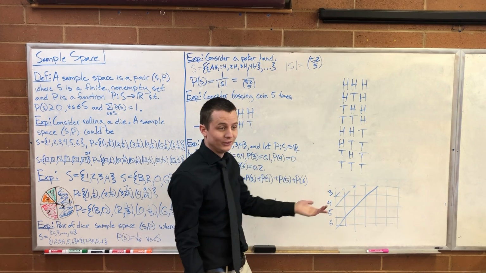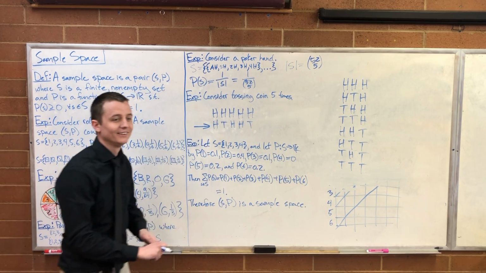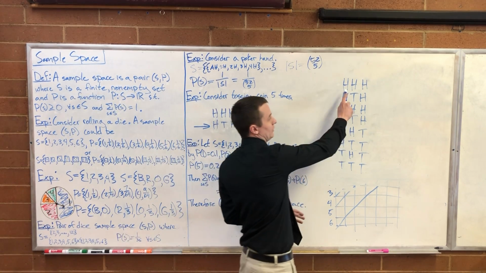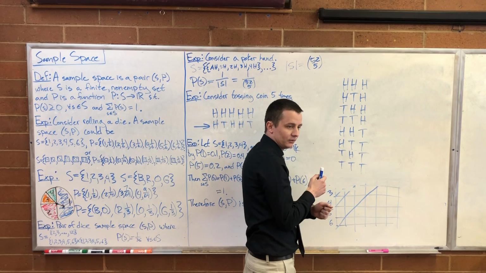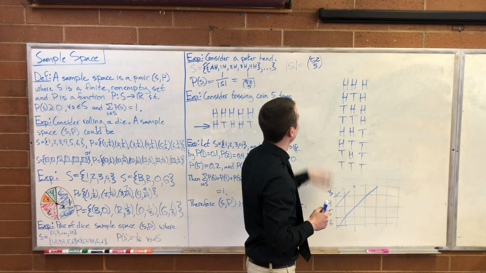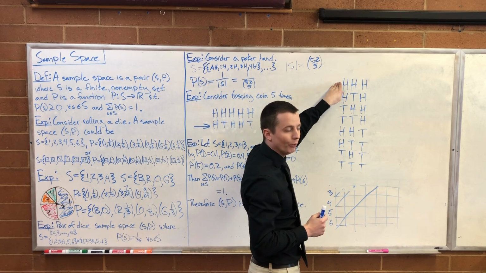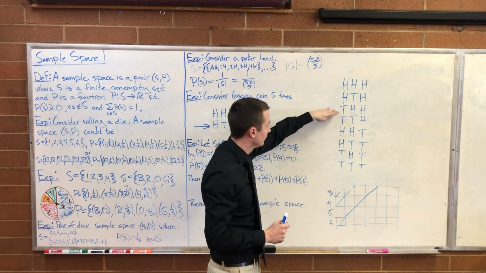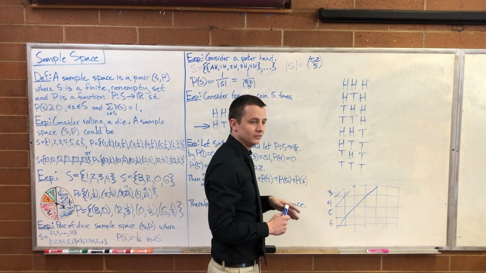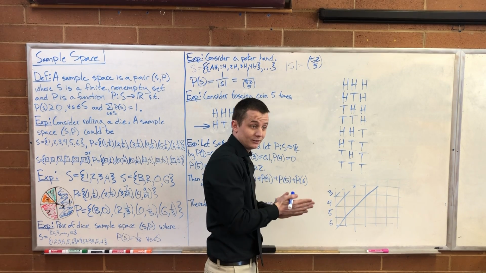Are you skeptical? I'm just genuinely confused. Do you understand what I mean when I write 3 H's like this? I mean, you flip the heads, then you flip the heads, then you flip the heads. That happens 1/8 of the time. 1/8 of the time this happens. 1/8 of the time this happens, etc. Does that make sense?